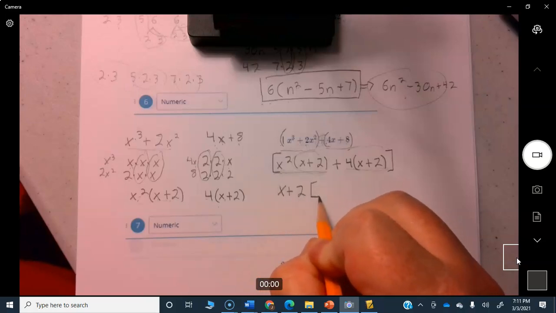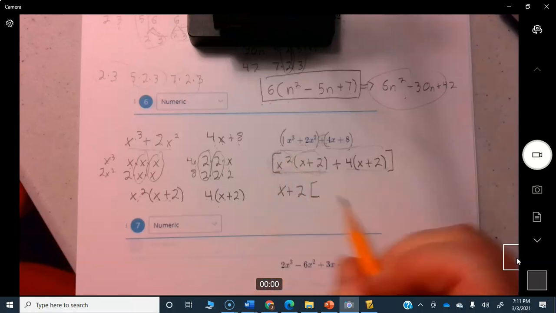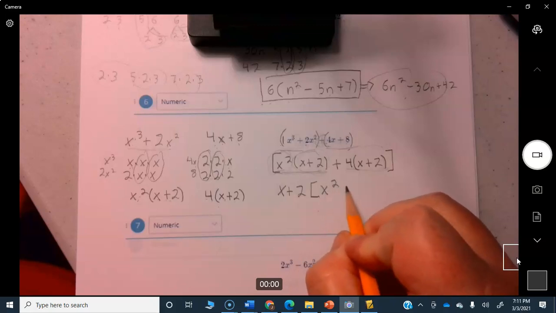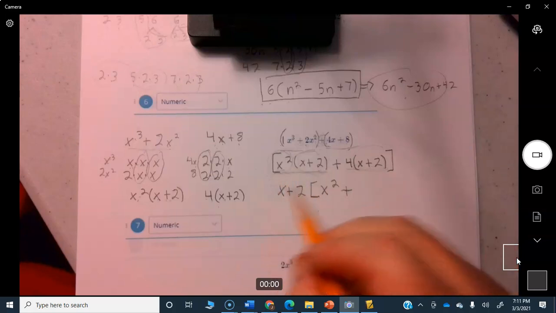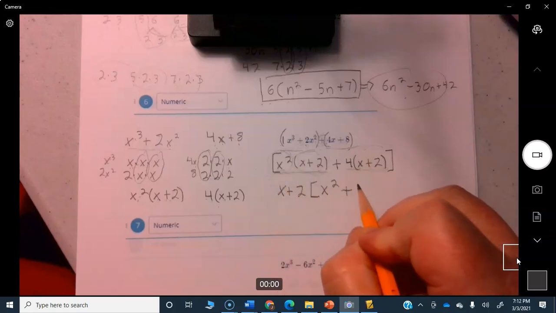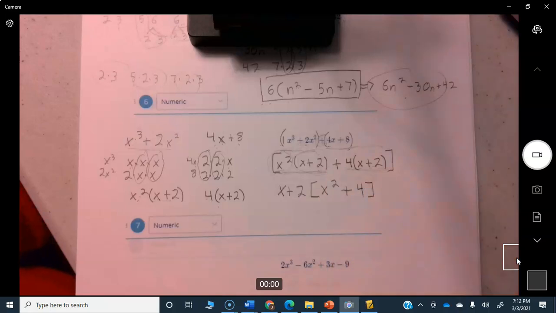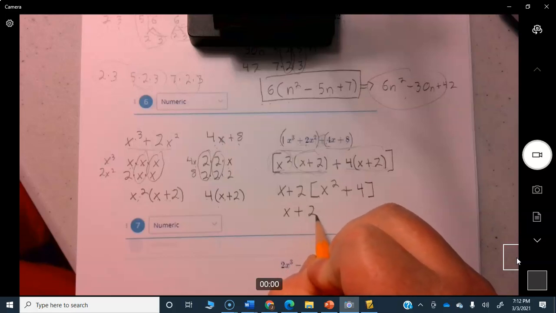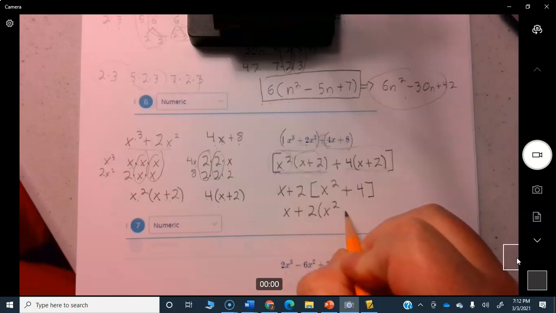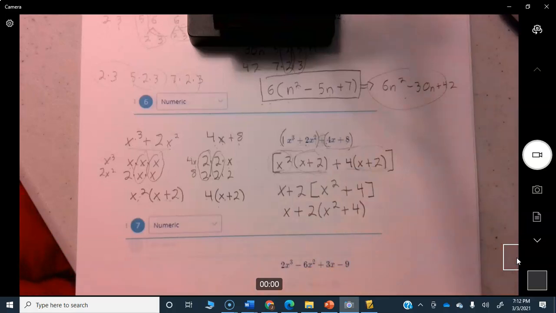Then I draw the square brackets. So I pulled this out, so the only thing I have left behind is this term right here, x squared, plus over here I pulled this out, the x plus 2, I pulled it out. So the only thing I have left there is the 4. Okay, and that's your answer. You might want to rewrite it with the rounded brackets, but you don't have to as far as I'm concerned. Okay, and that's your final answer.